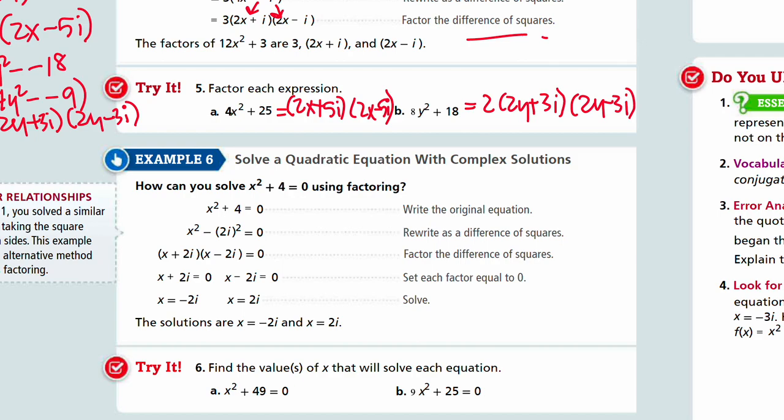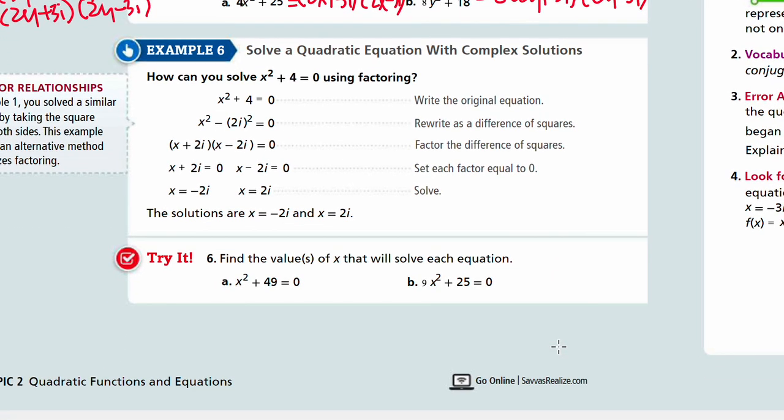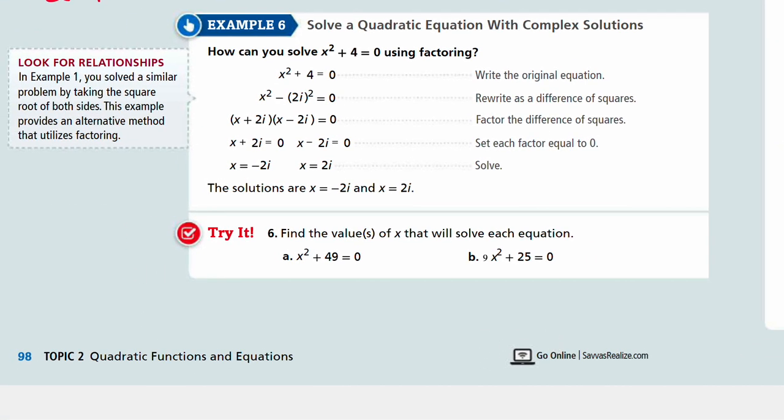Hi, welcome to Algebra 2, 2-4 complex number operations, example 6. Solve a quadratic equation with complex solutions. How can you solve x squared plus 4 equals 0 using factoring?